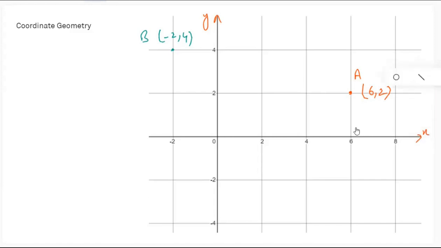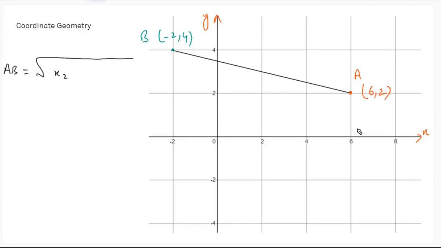All right. Now the first thing we should know is how to calculate the distance between 2 points. So let's say we've got a line here that joins these 2 points, the line AB. What we want to do is find the distance between those 2 points. How do we do that? Now remember, we've got a formula for this. AB ke liye, distance AB find karne ke liye, we've got this formula that says x2 minus x1 ka whole square plus y2 minus y1 ka whole square.